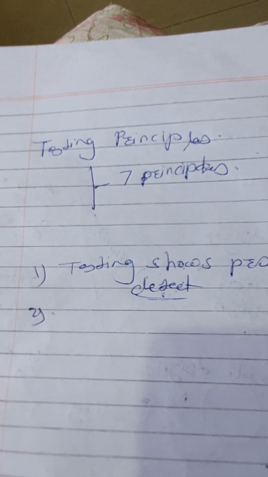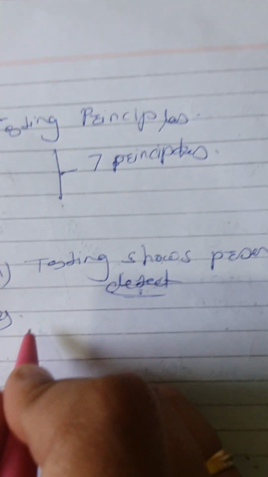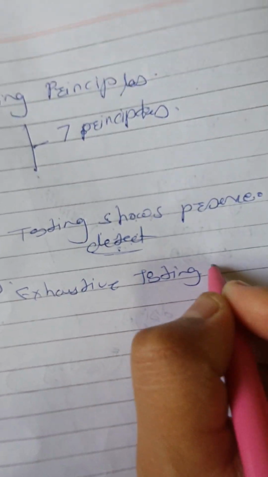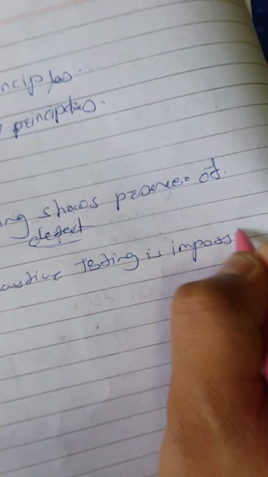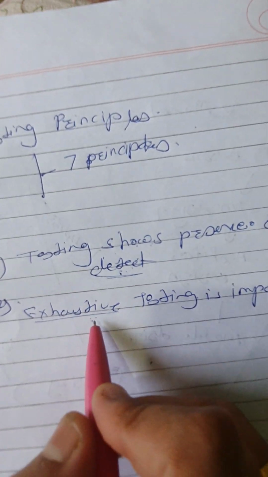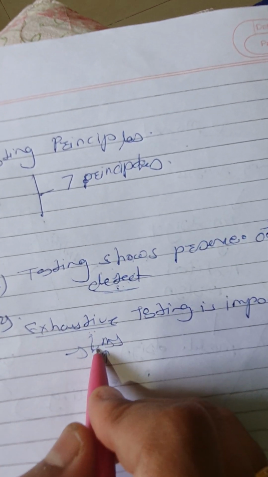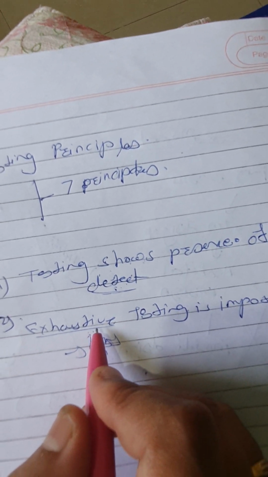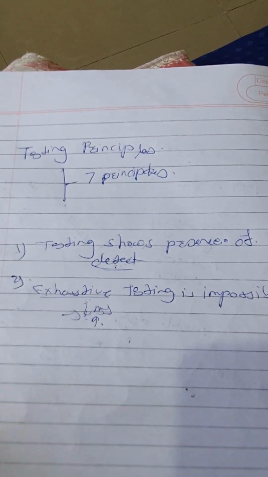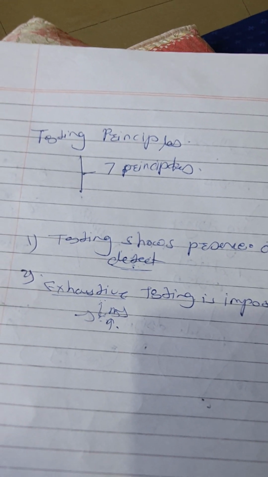shows proof of correctness. The second principle is exhaustive testing is impossible. Exhaustive testing is impossible. This is the second principle. Exhaustive means overall testing. Suppose your software is a library management system and you want to perform testing, so it is not possible to perform testing on the whole library management system bit by bit. So exhaustive means overall testing is not possible. This is called exhaustive testing.